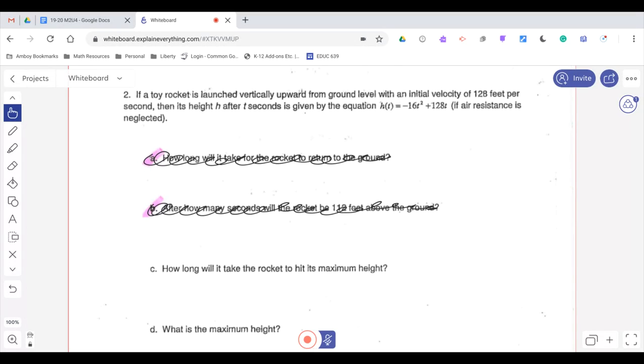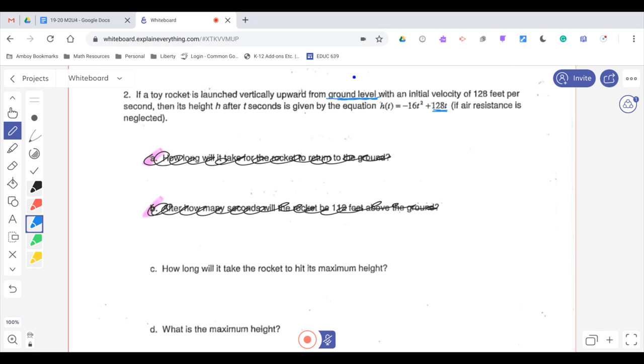If a toy rocket is launched vertically upward from ground level, I want to underline that real quick because I want to point something out in our equation later, with an initial velocity of 128 feet per second, then its height h after t seconds is given by the equation h of t equals negative 16t squared plus 128t if we neglect air resistance. Let's point out a couple things in this equation. The 128 feet per second, the velocity, is right here.